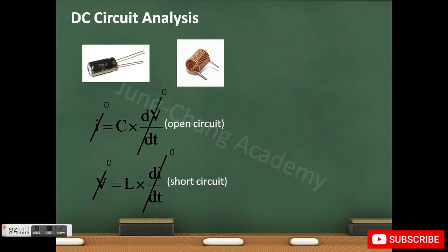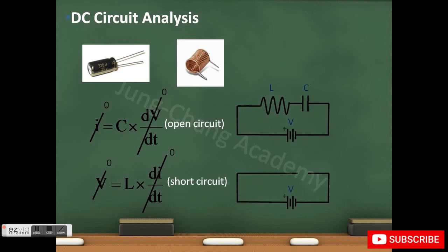So if we have a circuit that looks like this with a DC supply, in a steady state, this is what it will look like. But how does this occur?